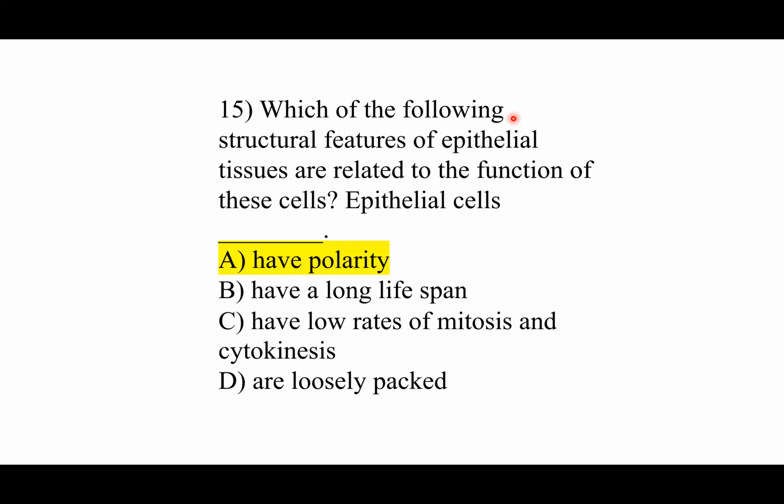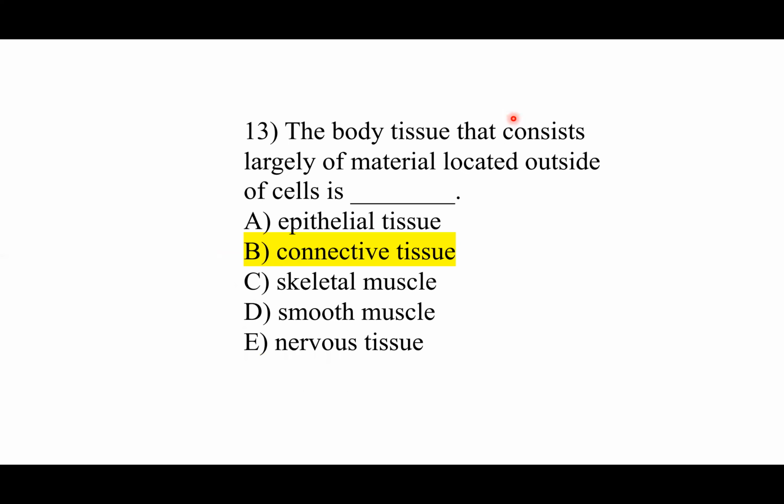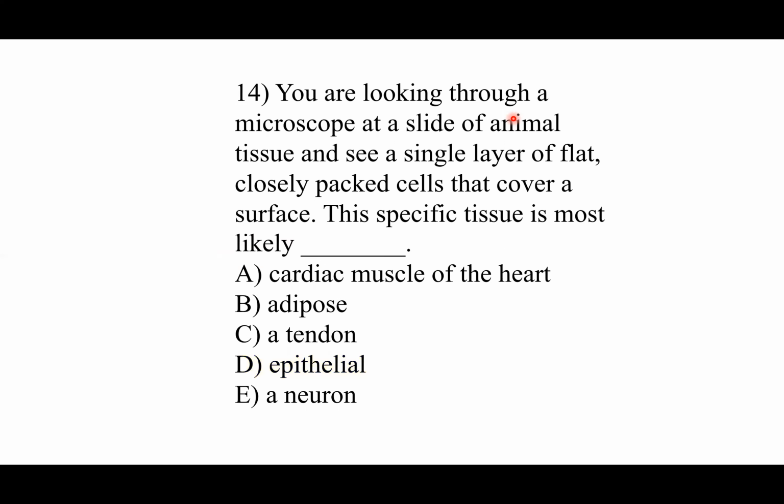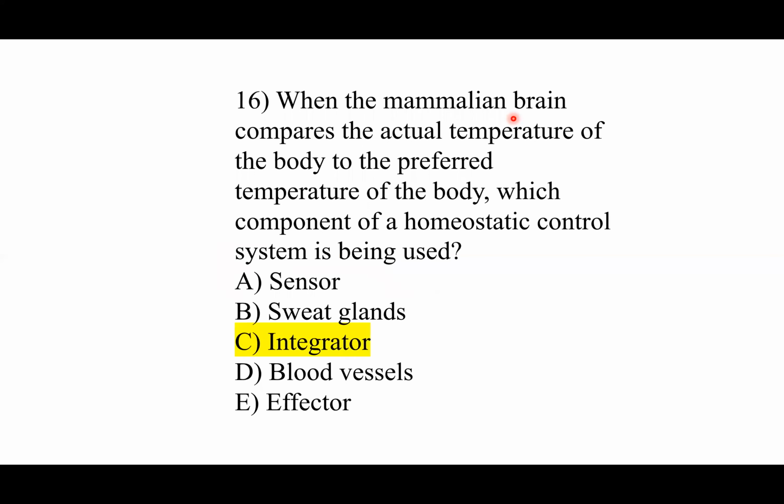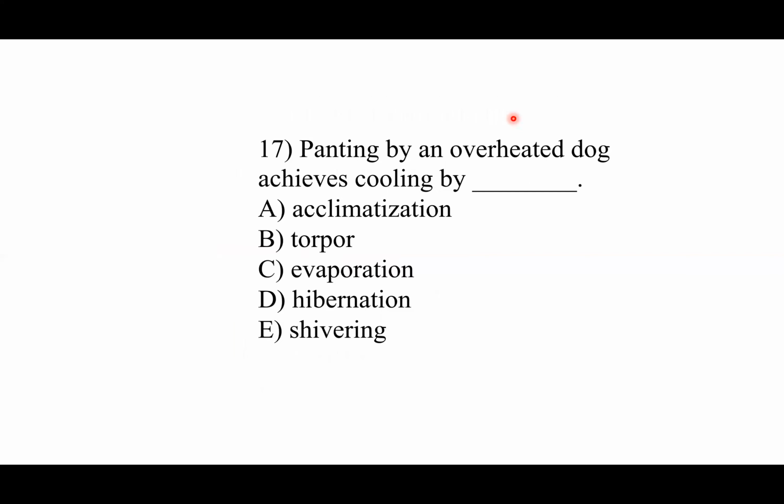I actually want to go back to 14. Actually, no, 13. Okay, yeah. Just wanted to make sure I didn't mix up my answers. Actually, no, I just gave you an answer. So just forget about that. Anyway, 17. Panting by an overheated dog achieves cooling by, and I just gave it to you, evaporation. So with evaporation, I gave you an example of sweat. Essentially, the body temperature is able to decrease when liquid evaporates.